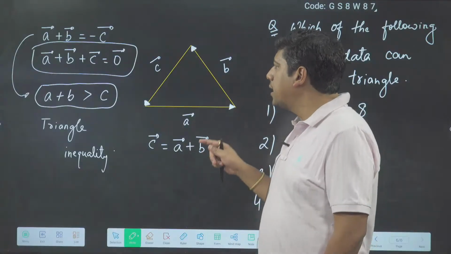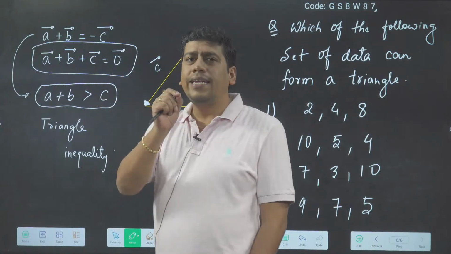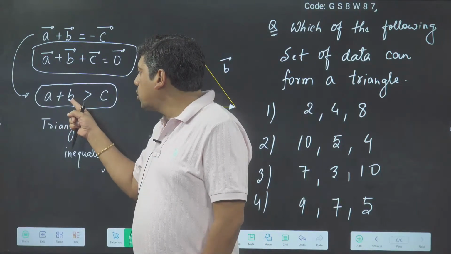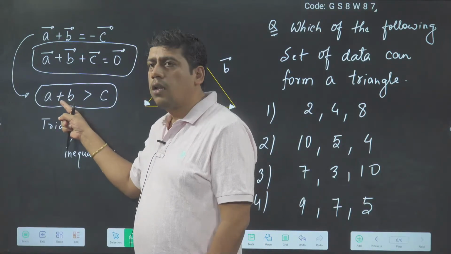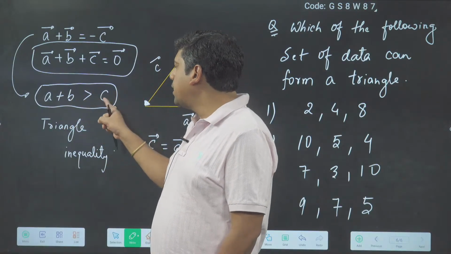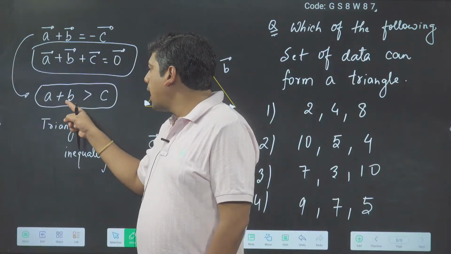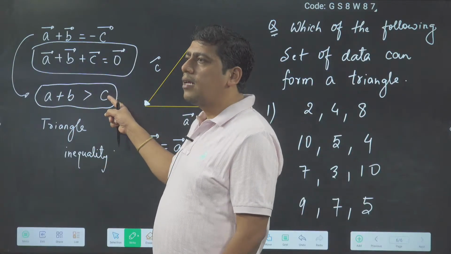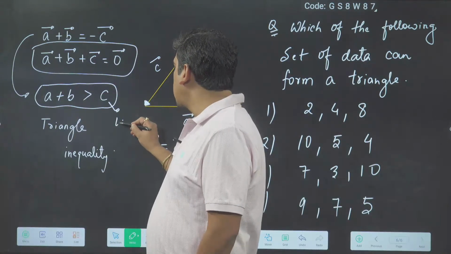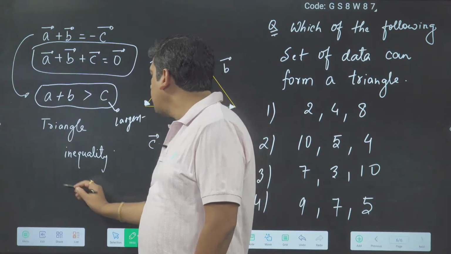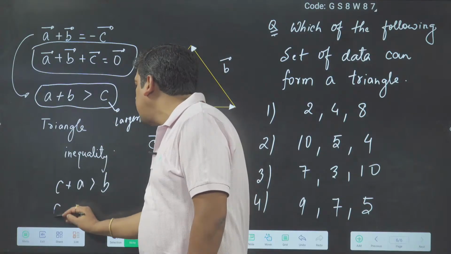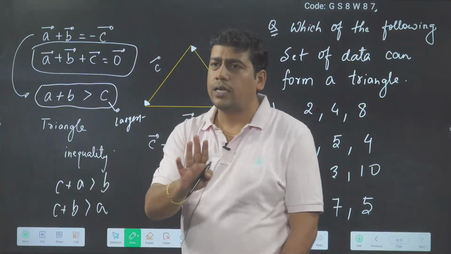So in that case, please understand where the chance of failing is more. If you add the smallest sides, and if the sum is more than the largest side, then obviously, let's say C is largest, ठीक है? So if A plus B is more than C, then obviously C plus A will be more than B, and C plus B is more than A. Please try to understand. है ना?